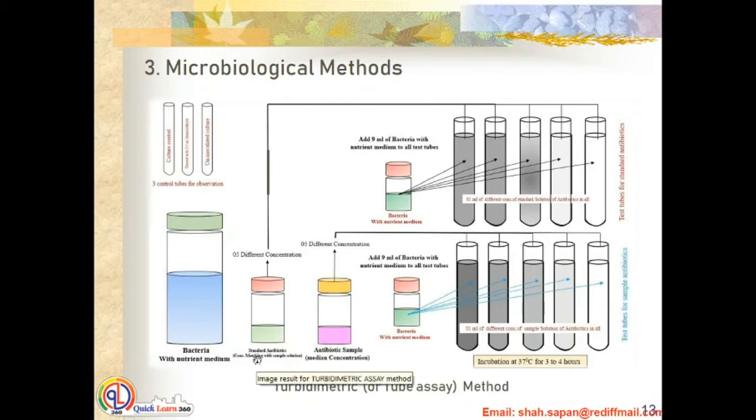Now the standard antibiotic, what is the quantity? It is 1 ml of a different concentration of the standard antibiotic in all. So only 1 ml of the standard antibiotic is added in each test tube, but with a different concentration. Suppose the first test tube has a 1% standard antibiotic, the second test tube has 2%, the third has 5%, the fourth has 10%, and the fifth has 50% standard antibiotic concentration.